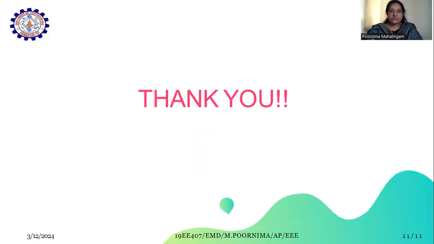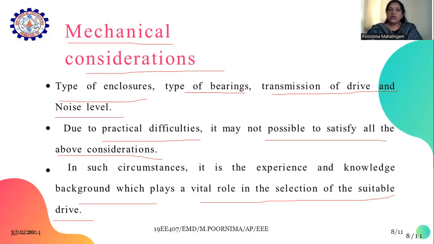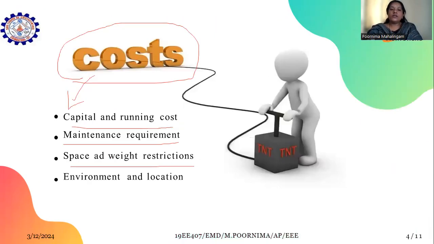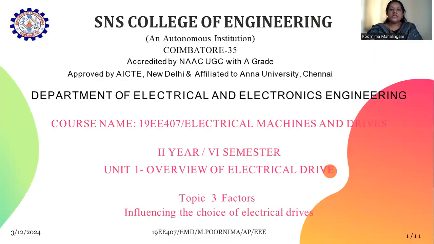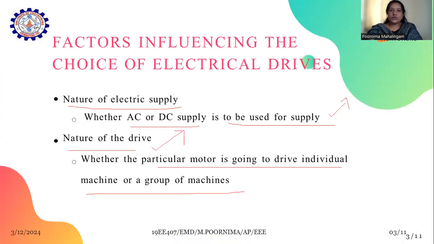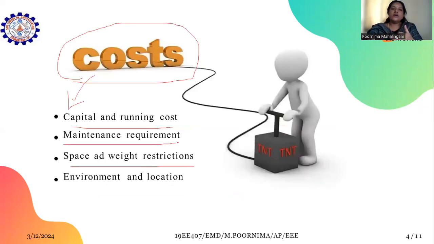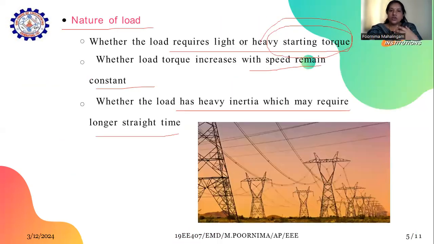With this, we are closing today's session. In today's session, we have seen the important factors needed to choose an electrical drive. The factors we have seen are the electric supply, whether AC or DC, the nature of the drive, the cost, and the nature of the load.